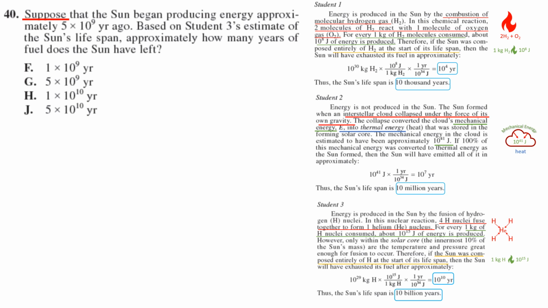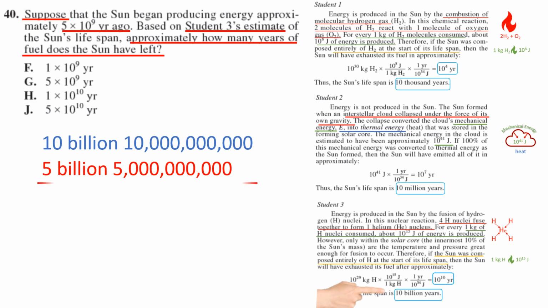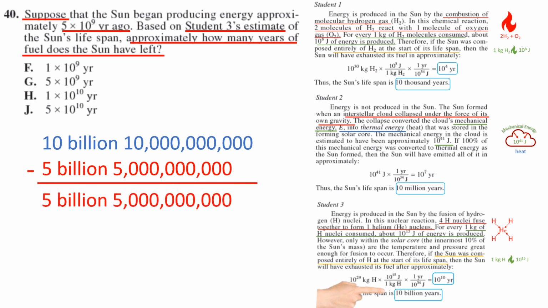Number 40 is a supposed question. You're going to have to think about it a little bit. Can't just point and find. Suppose the sun began producing energy 5 times 10 to the 9 years ago. That's 5 billion years. Based on student 3's estimate, approximately how many years of fuel does the sun have left? So student 3 says it was 10 billion years of fuel. That's how long the Earth has to live. So 10 billion minus 5 billion is 5 billion, which is 5 times 10 to the 9. So G.